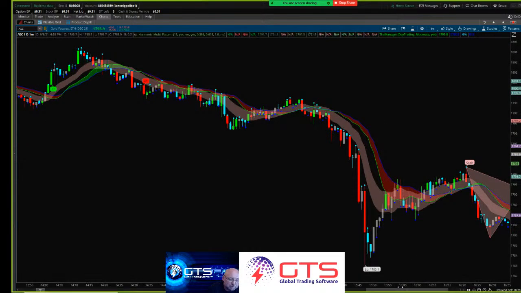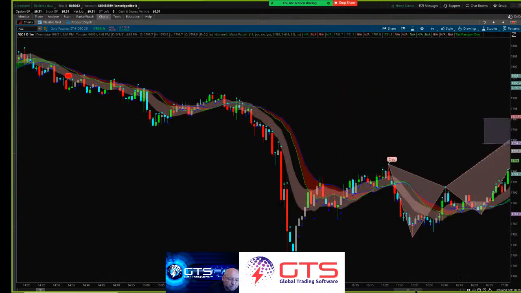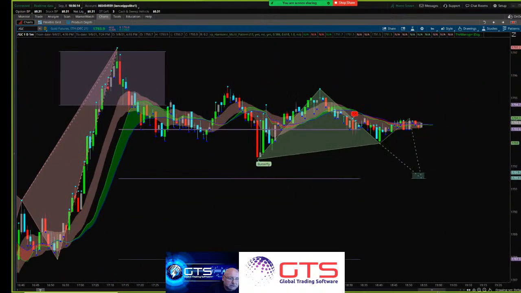Lord, Think or Swim still thinking about it. It's an old platform. It's like an old man. It's a bit like me.